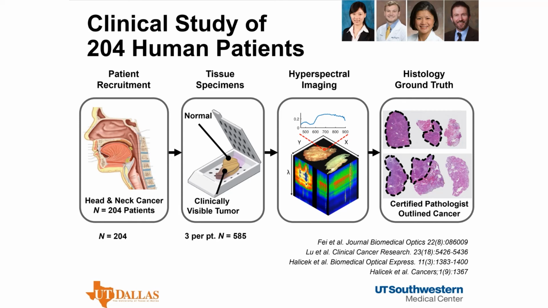So we recruited patients who underwent head and neck surgery, and for each patient, we collected 3 types of tissue during surgery. It includes cancer tissue, normal tissue, and a mix of tumor and normal tissue. We developed a standard protocol for image acquisition of this tissue. We have worked with pathologists to establish histologic ground truth for each tissue.